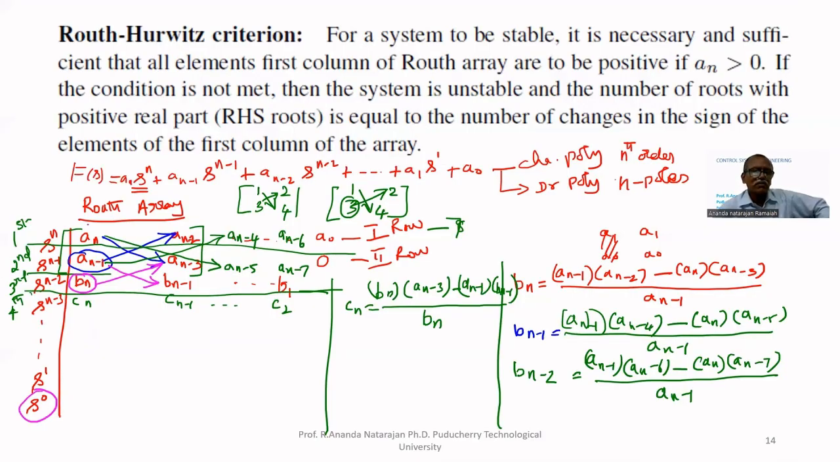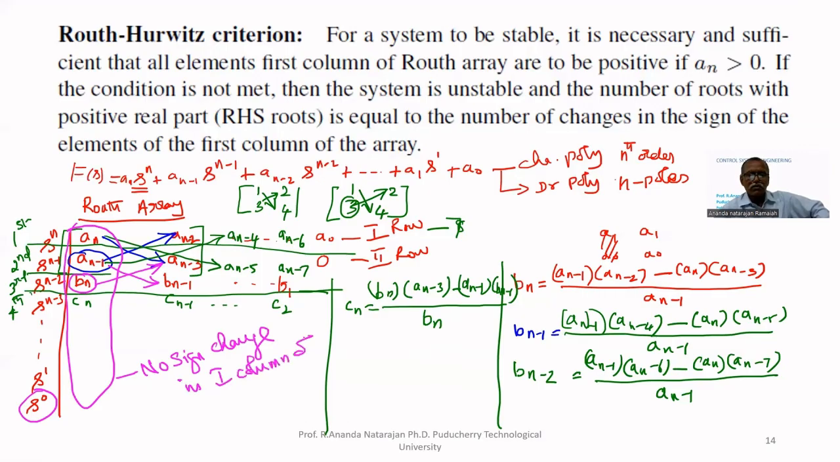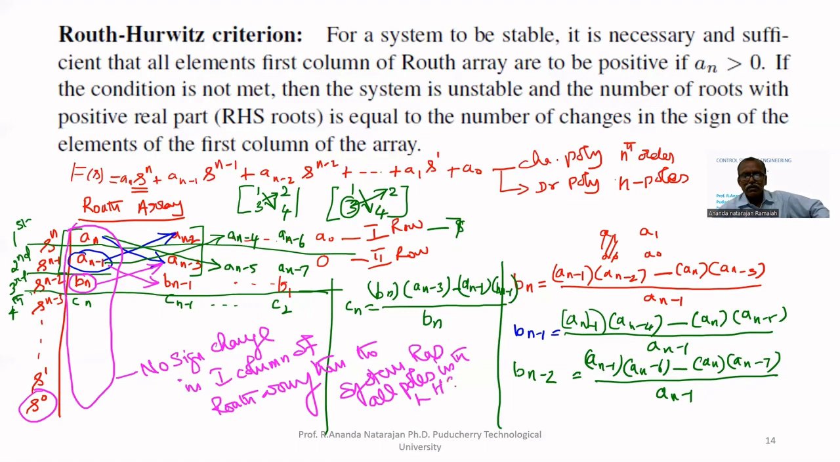Then we have to check if there is any sign change in the first column of the Routh array. If there is no sign change in the first column of the Routh array, then the system has all poles in the left hand side of the S plane and is stable. Otherwise unstable.